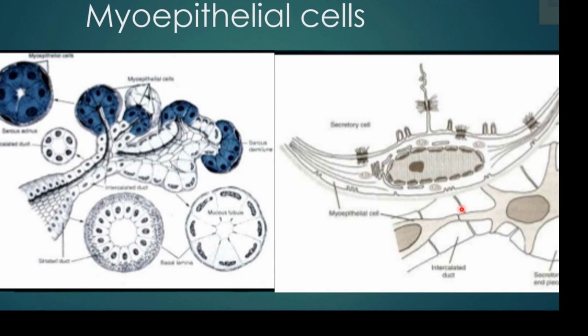Here you can see very clearly the myoepithelial cells which surround the acinus and the initial part of the duct, and this is the section of the myoepithelial cells. You can see it has a flattened nucleus and a large number of actin filaments present over here.